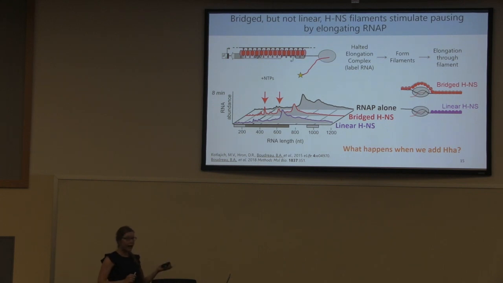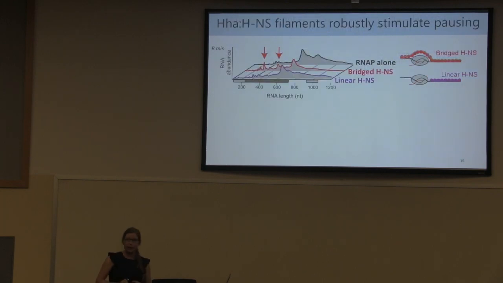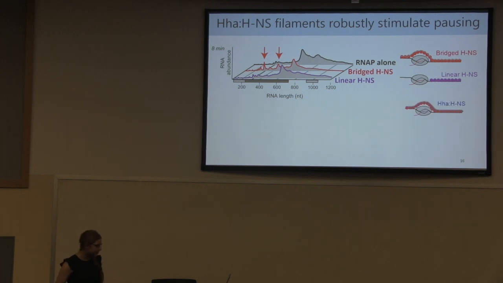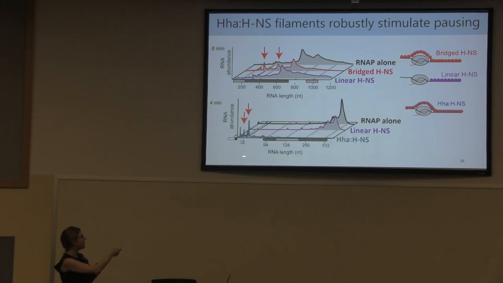So I wanted to ask, what happens to transcription when we add HHA to these different filaments? I'm leaving my bridged and linear H-NS results at the top, and now we compare this to the HHA H-NS filament. We see some different effects. Again, I'm showing you the RNA length on the x-axis and the RNA abundance on the y-axis, comparing transcription of bare DNA in the black, linear H-NS filament in the purple, which again has little to no effect on RNA polymerase. But this HHA H-NS filament in the blue only allows RNA polymerase to make really short RNAs. These are less than 64 nucleotides long, whereas these were about 10 times that length.